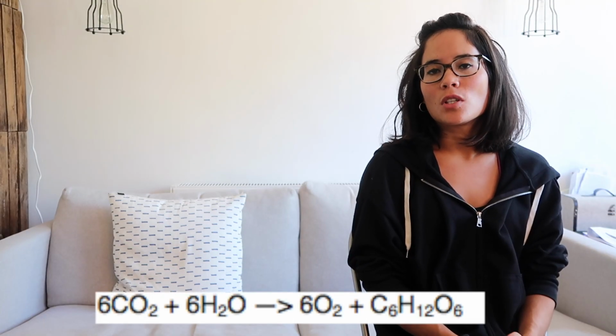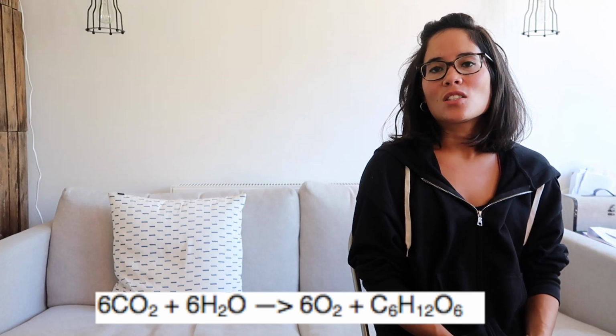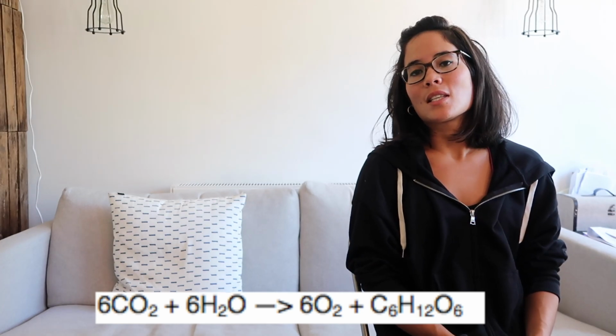In terms of the balanced symbol equation, try and learn this off by heart, and remember that 6 is very important. So you've got 6 CO2 plus 6 H2O forms C6H12O6 plus 6 O2.